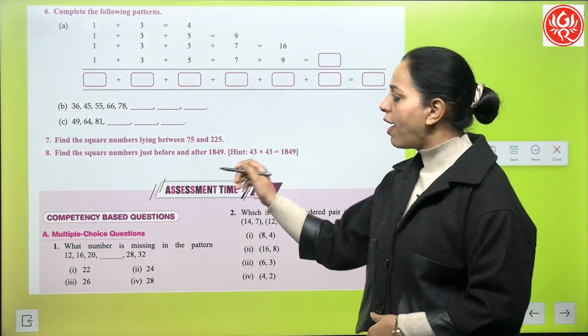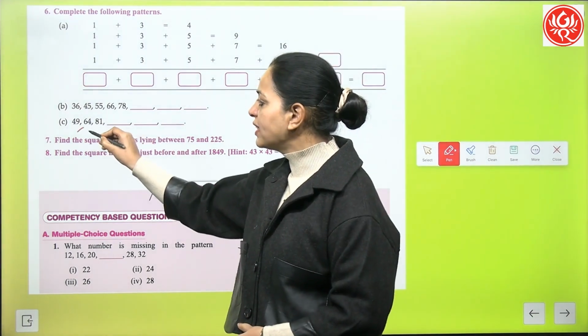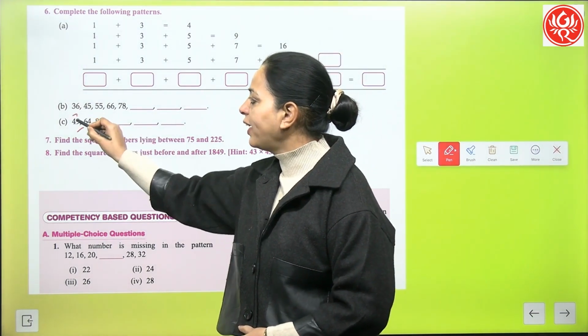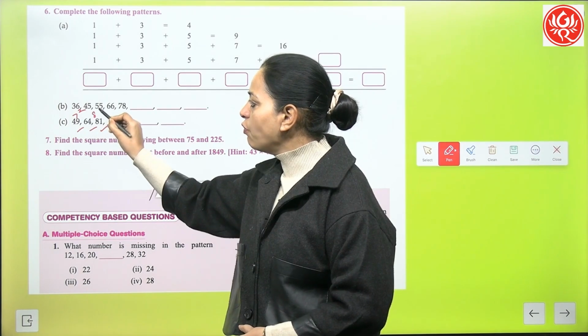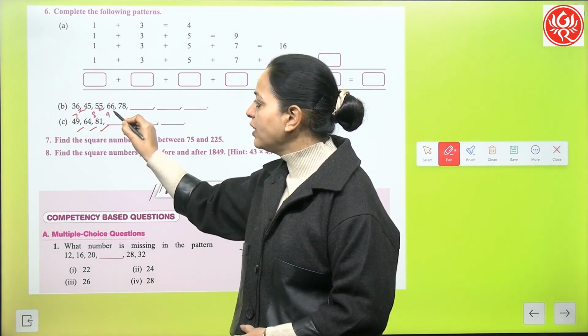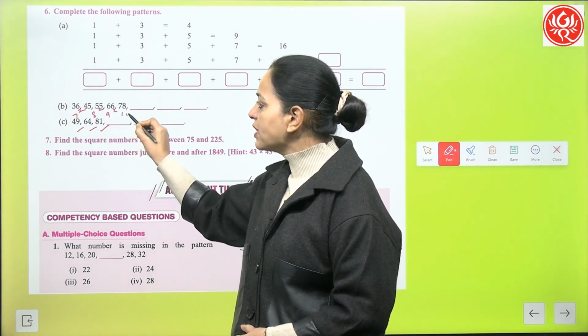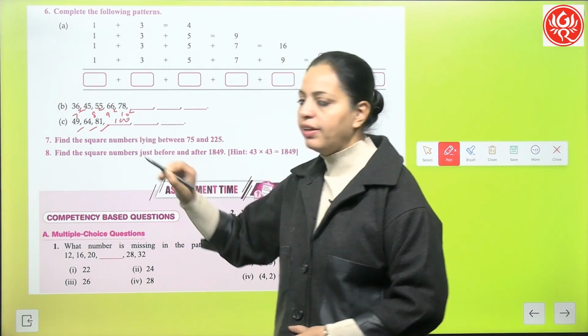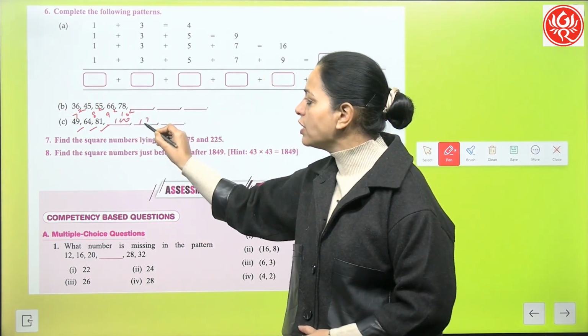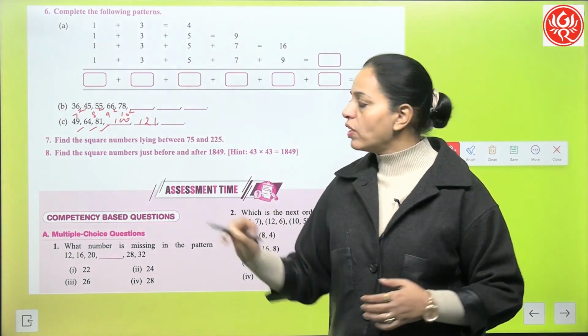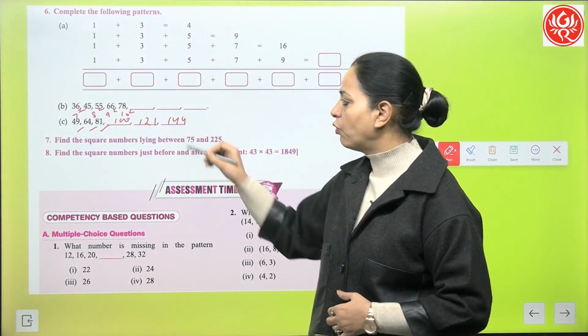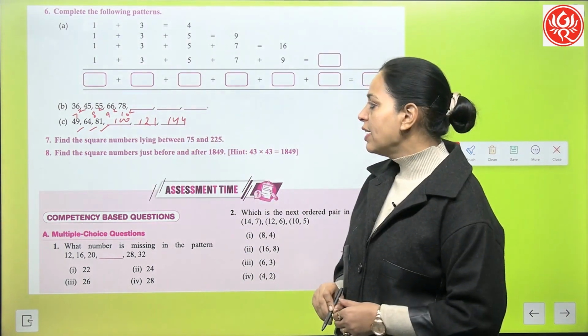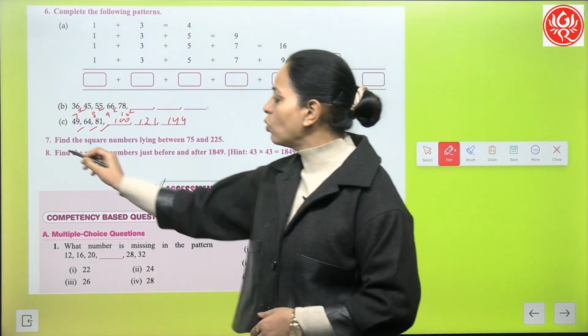Now see this part, the last one, 49, 64, 81. 49 is 7 square, 64, 8 square, 81, 9 square. The next number is 10 square, means 100. Then 11 square is 121. Then 12 square is 144. Okay, so like this. Now you can try the 7th question.